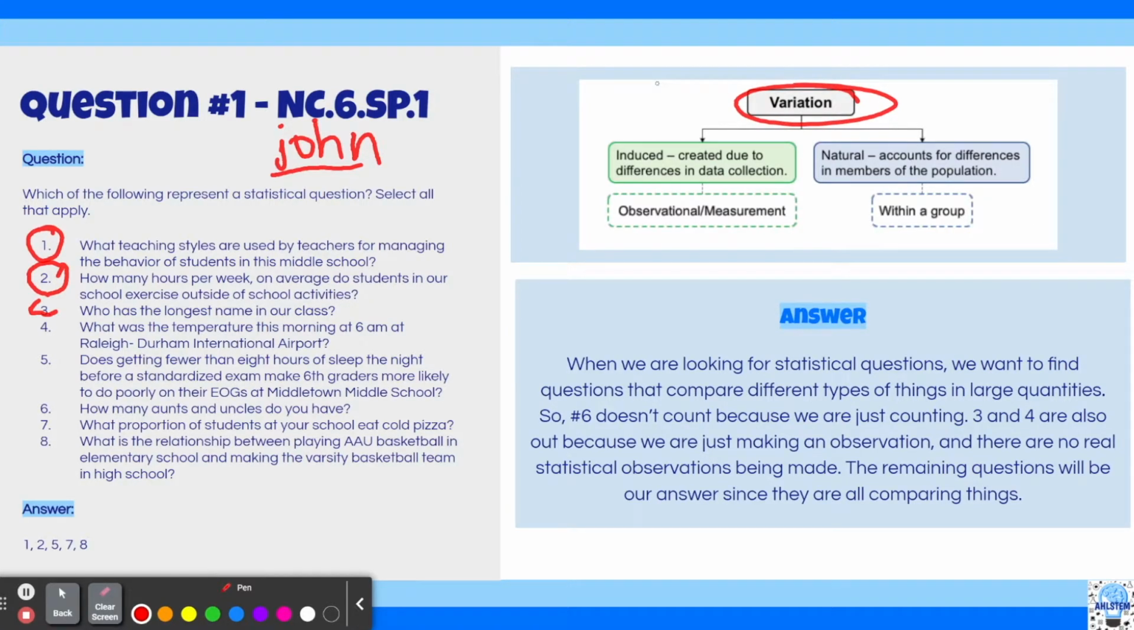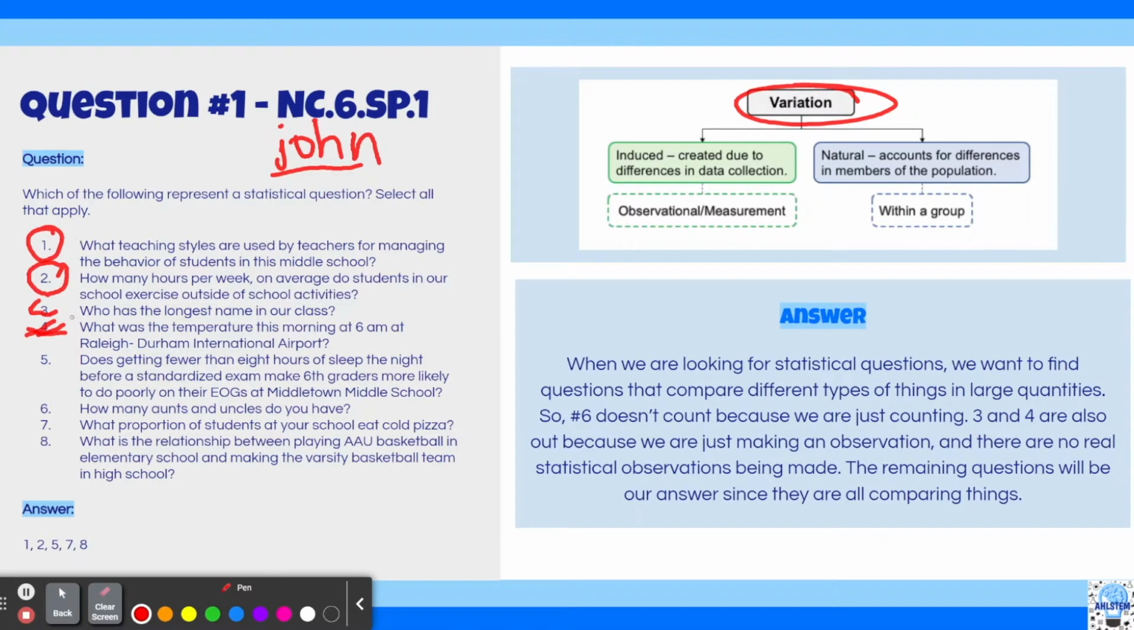4, what was the temperature this morning at 6 a.m. at Raleigh-Durham International Airport? That is definitely not 1 because there's no data. That is just one temperature measurement. There is no variation. You could say, what was the average temperature at 6 a.m. at Raleigh-Durham International Airport over the course of 3 months?